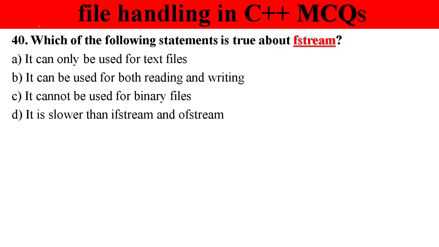Question number 40. Which of the following statements is true about fstream? A. It can only be used for text files. B. It can be used for both reading and writing. C. It cannot be used for binary files. D. It is slower than ifstream and ofstream. The correct answer is B. It can be used for both reading and writing.